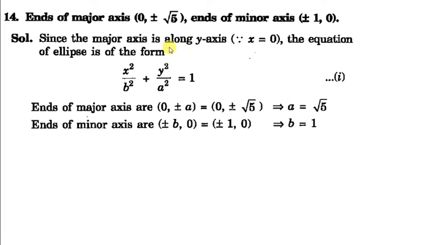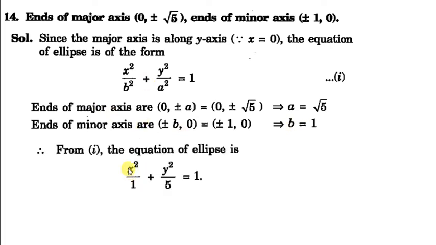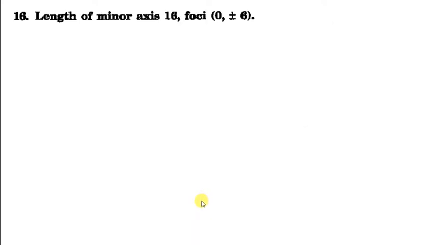1. And the standard form in this case is x square by b square plus y square upon a square equal to 1. So we can put the values of a and b from here in this first equation, and we can write the equation of the ellipse as x square by 1 plus y square by 5 equal to 1. Next question is, length of minor axis is given 16 and the focus is 0 plus minus 6.